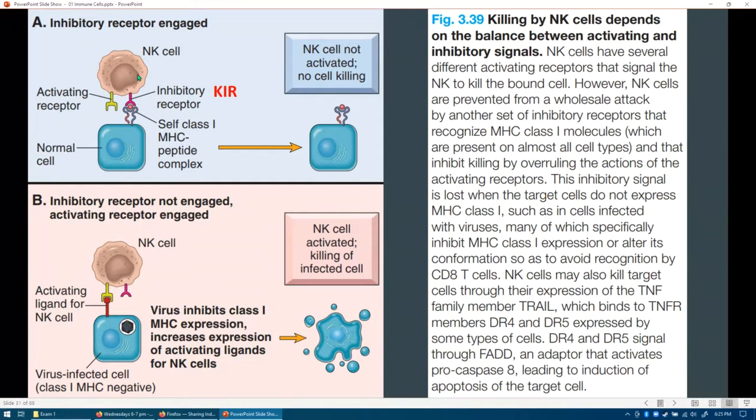Now it turns out that natural killer cells actually recognize sort of a ratio of inhibitory to activating stimuli on the surface of targets. But that's sort of outside of our scope for you to understand.